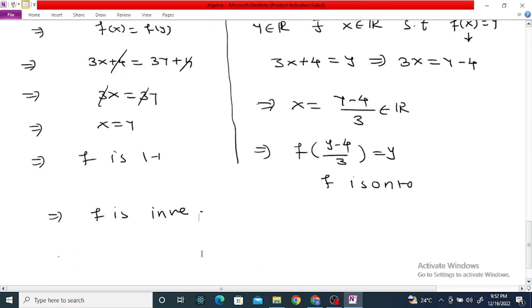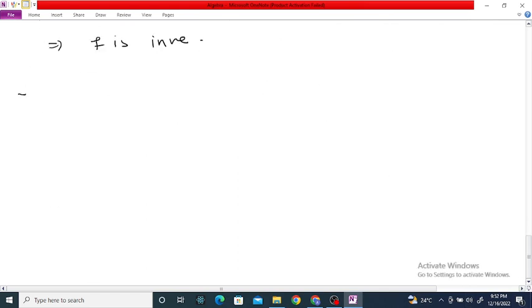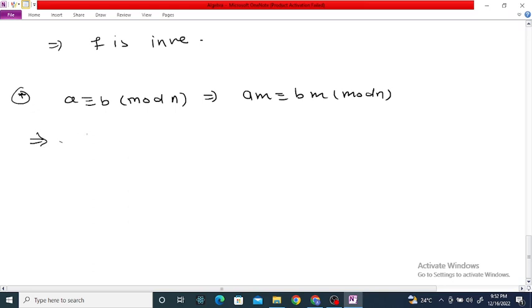Okay, now next example. If a is congruent to b modulo n, then we want to show that am is congruent to bm modulo n, where m is any integer.